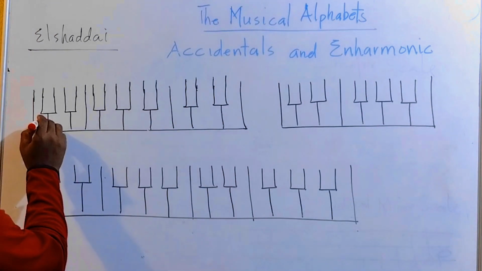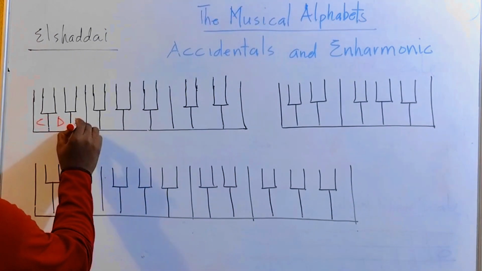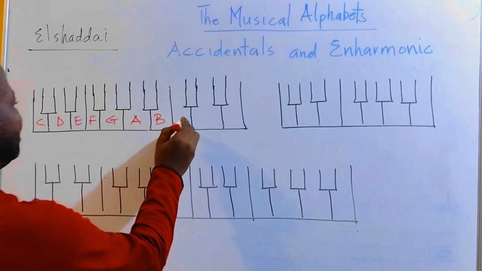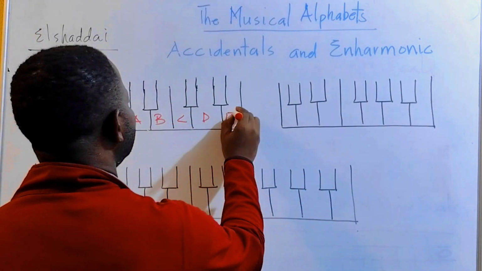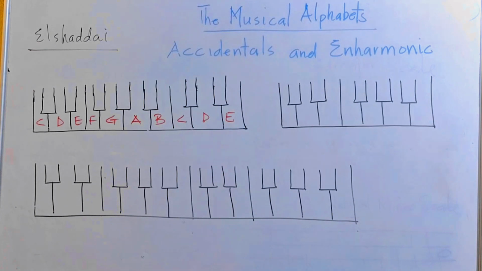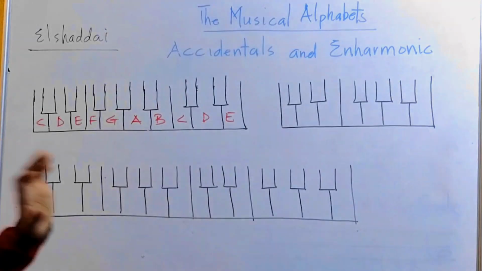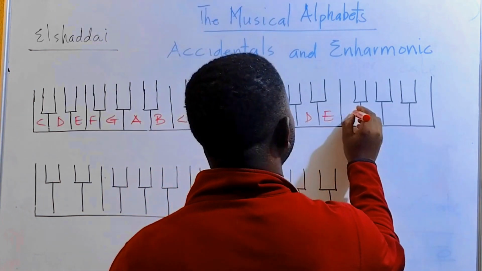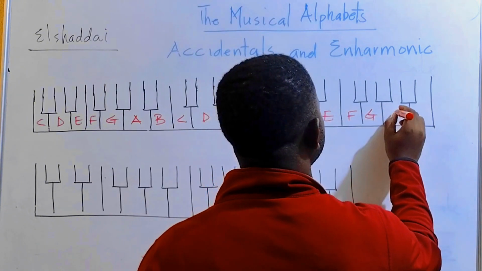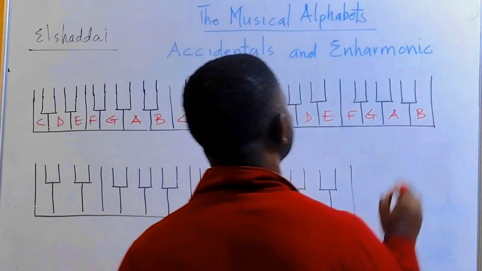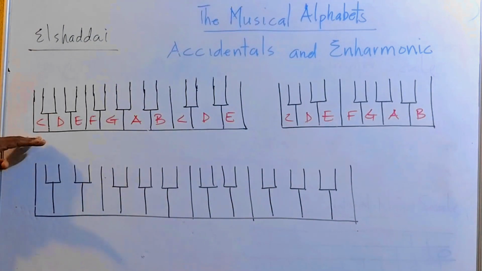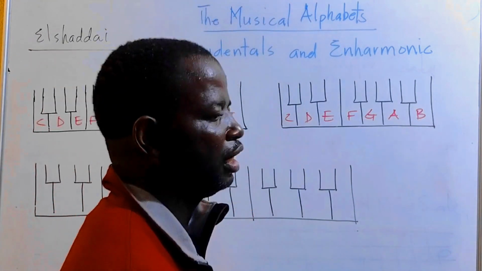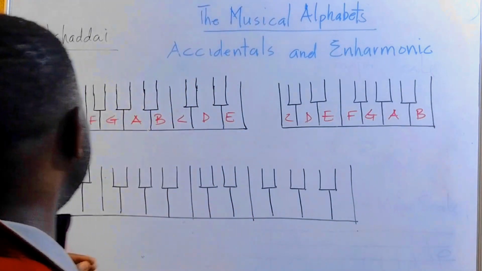So this is the diagram. We have C, D, E, F, G, A, B, C, D, and E. The musical alphabet is used to label the white keys of the piano diagram. That's the first thing. The musical alphabet is the first 7 letters of the English alphabet: A, B, C, D, E, F, and G.